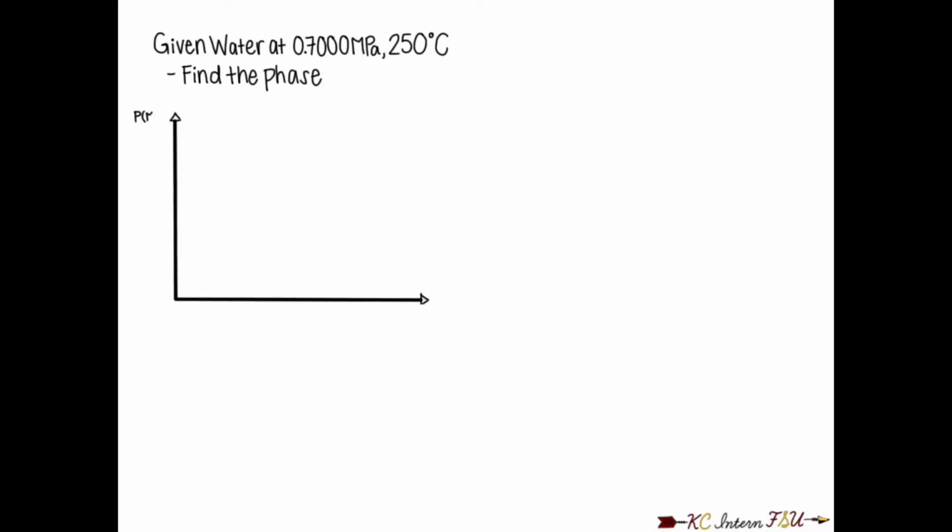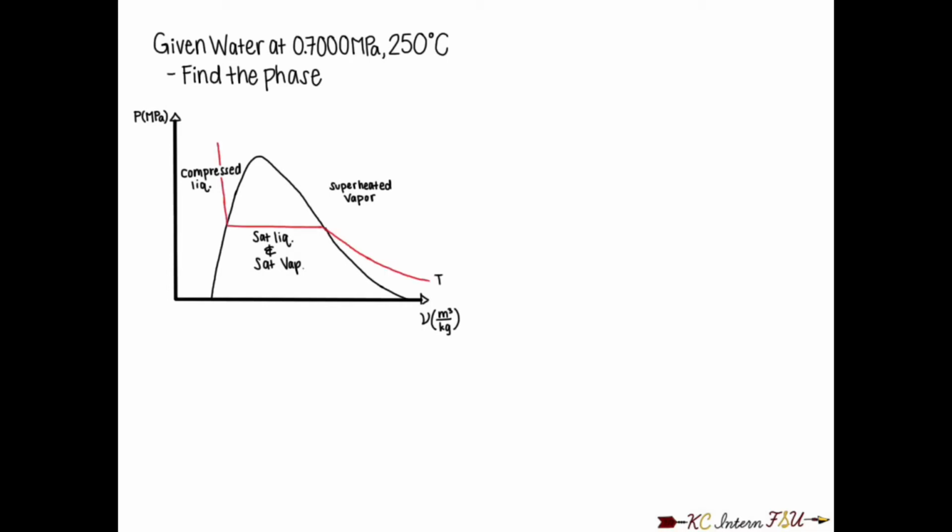First, we will draw a PV plot, pressure being in MPa and specific volume being in meters cubed over kilogram. Then we will draw our vapor dome and label the sections, saturated liquid and saturated vapor being under, compressed liquid being to the left, and superheated vapor being to the right. Then we will draw our constant temperature slice, and the constant temperature in this case is 250 degrees Celsius.